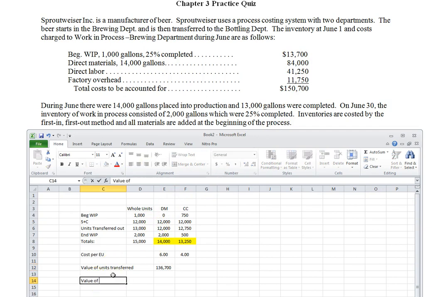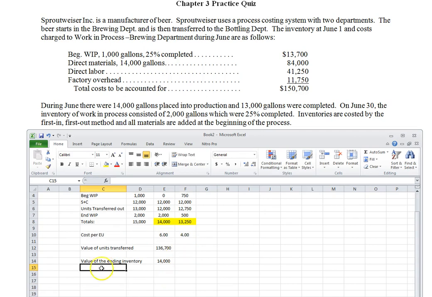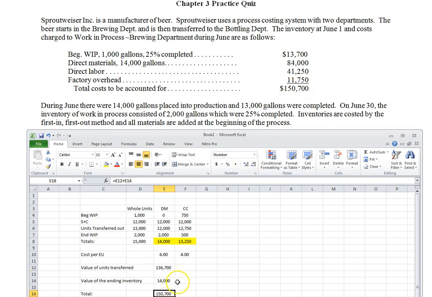Now we can figure out the value of the ending inventory. All we're going to do is look at this ending WIP, or the ending work in process, and multiply it respectively by the rate. So it'll be the 2,000 times 6 plus the 500 times 4, and you'll have 14,000. What I would do then is figure out the total. The total of the previous two is 15700, and notice it reconciles or ties out to the total cost to be accounted for. You should see that relationship on any of these type problems that you do.